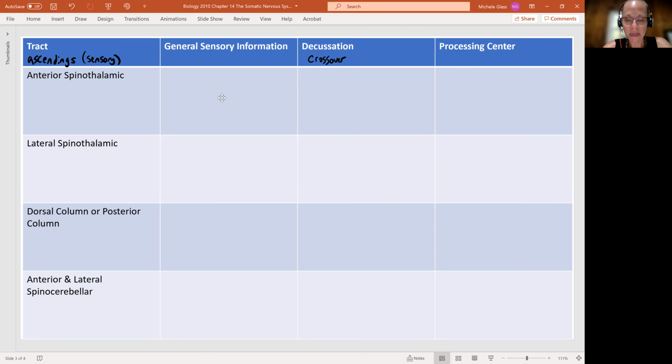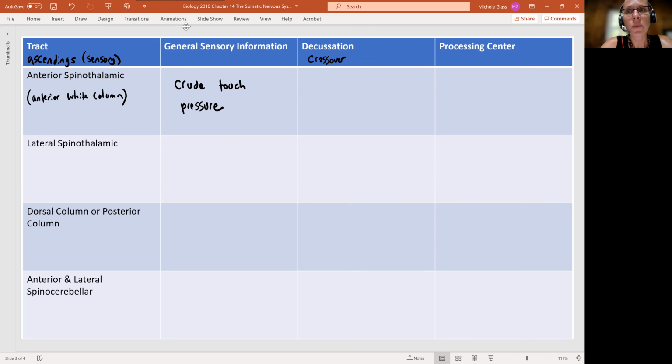Let's start out with that anterior spinothalamic, and we can remind ourselves that it's actually going to be located in the anterior white column of our spinal cord. And this one is transmitting sensory information of crude touch and pressure. So crude touch and pressure. We're going to have what's called crude touch and what's called fine touch.